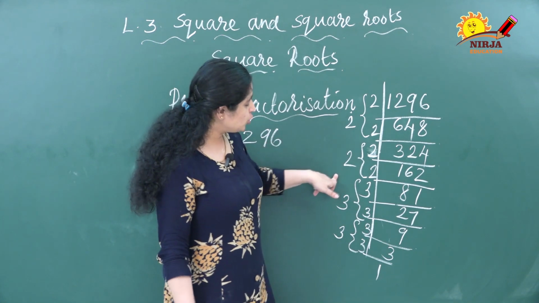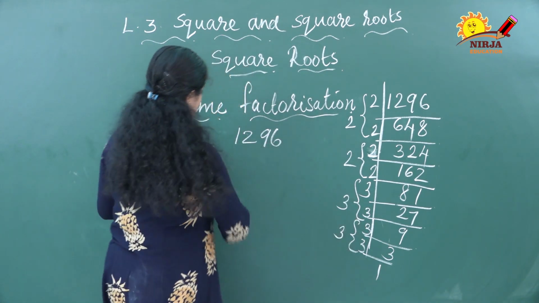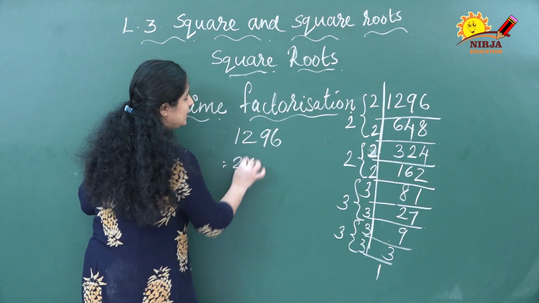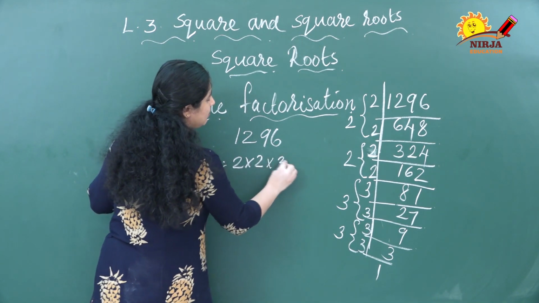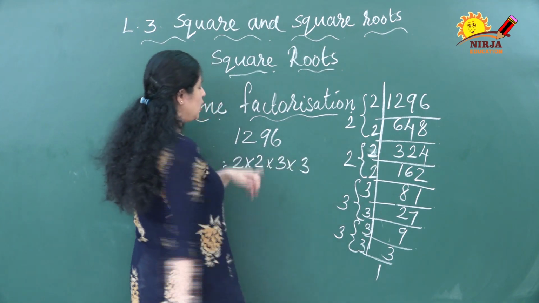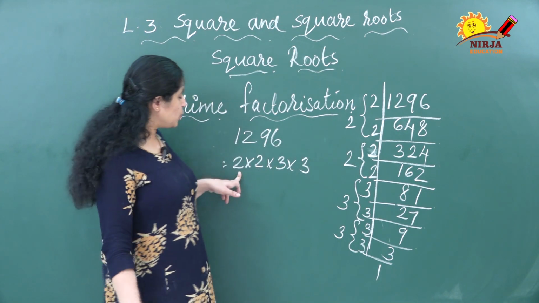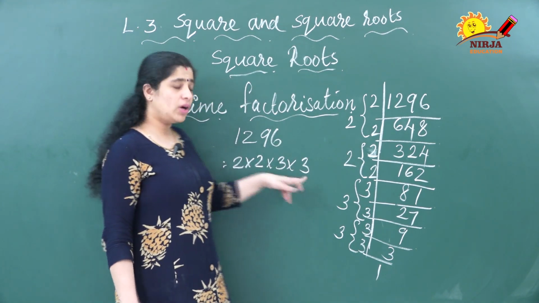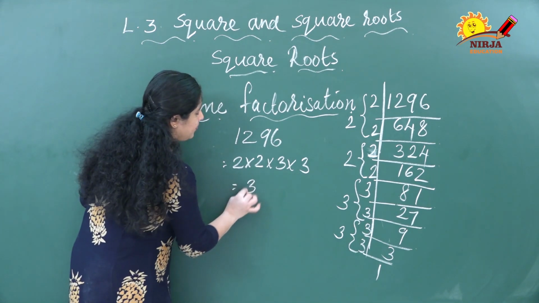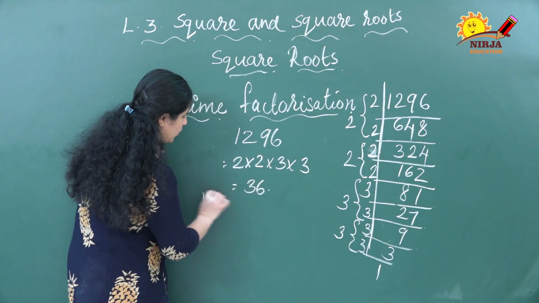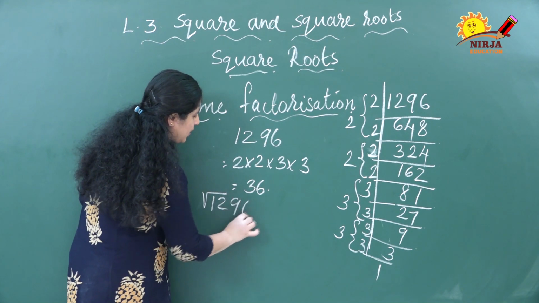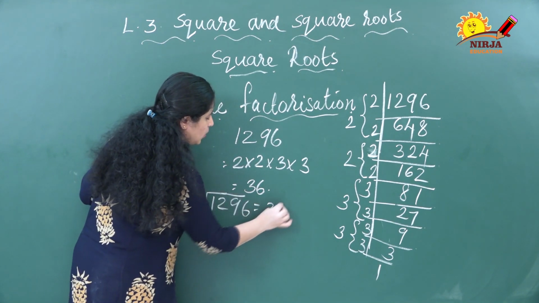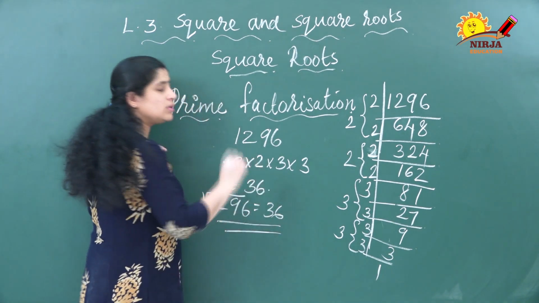So 2, 2, 3, 3. So we will write it here, 2 multiplied by 2 multiplied by 3 multiplied by 3. So 2 multiplied by 2 is 4, 4 3s are 12, 12 3s are 36 you are getting. So the square root of 1296 is equal to 36.